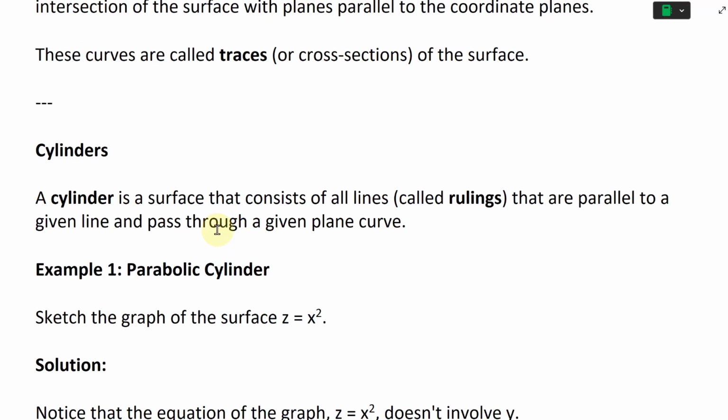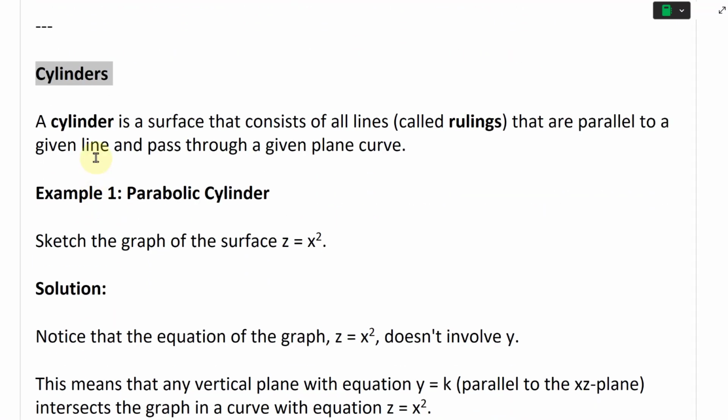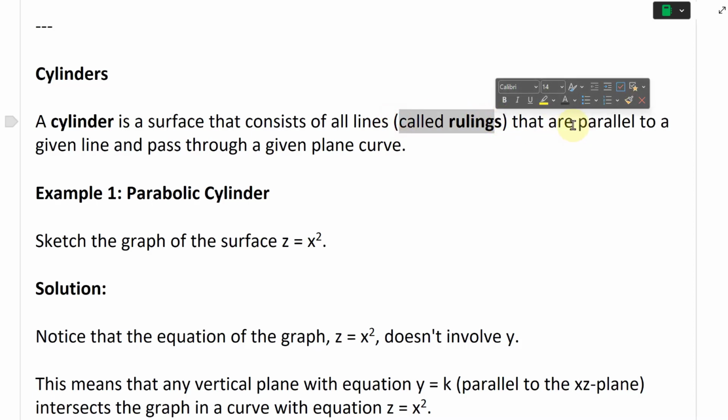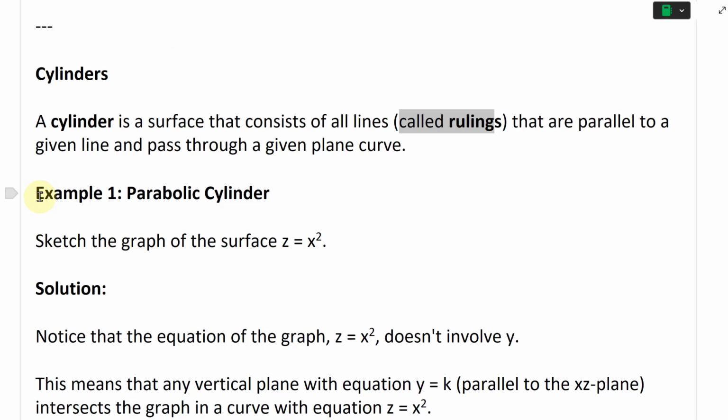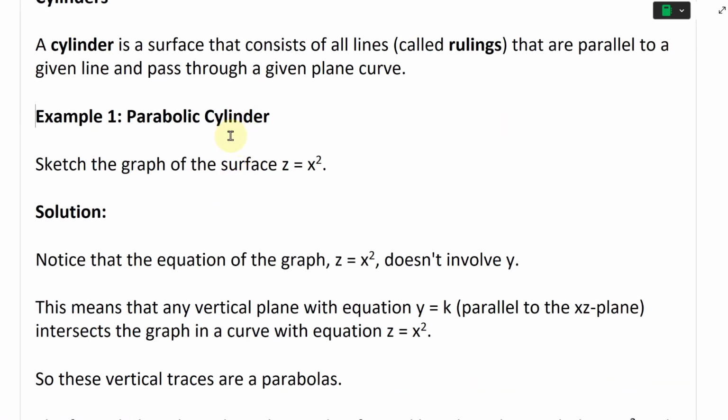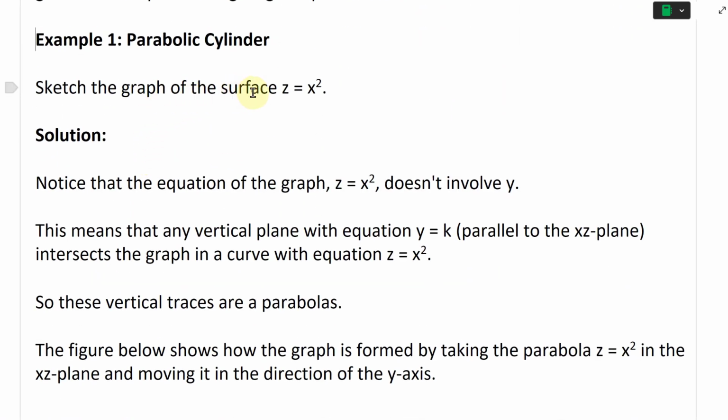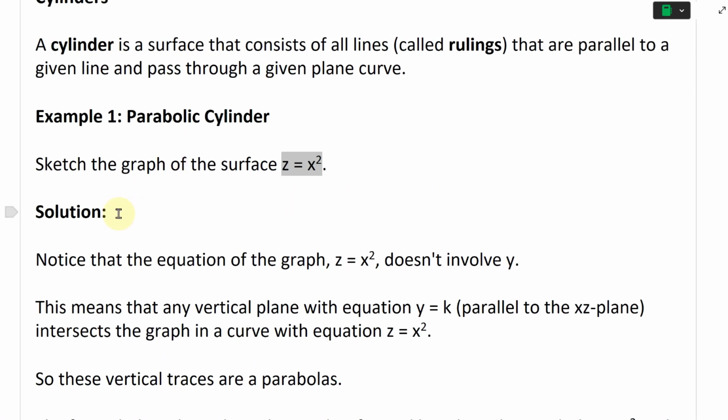Alright, so now let's take a look at the first section that's going to be on cylinders. So a cylinder is a surface that consists of all lines called rulings that are parallel to a given line and pass through a given plane. And to illustrate that, we'll look at the example right here. Example 1, parabolic cylinder. And this states, sketch the graph of the surface z equals x squared. Alright, so let's take a look at the solution.